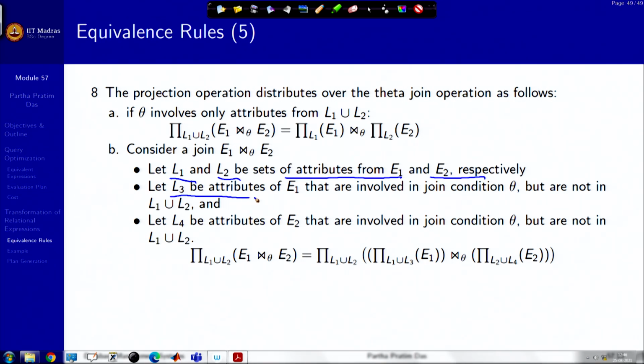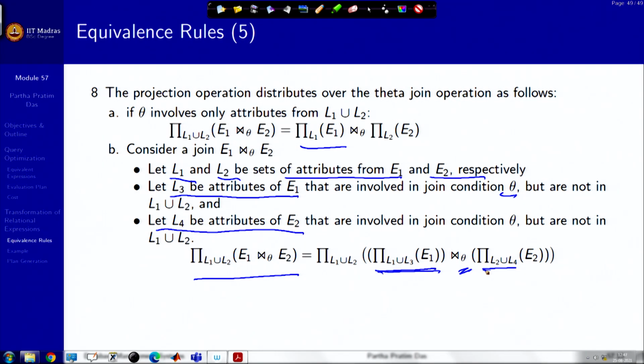Now, let us say L3 be attributes of E1 that are involved in theta, but not in L1 union L2. Some more attributes of E1 are involved in the theta, and L4 are some more attributes of E2 that are also involved in theta, but not in this union set. Now, what will this look like? Since L3 comes from E1, your projection cannot only be on L1, it will have to be on L1 union L3, because otherwise you will not be able to apply the theta join later on, because you will miss those attributes.